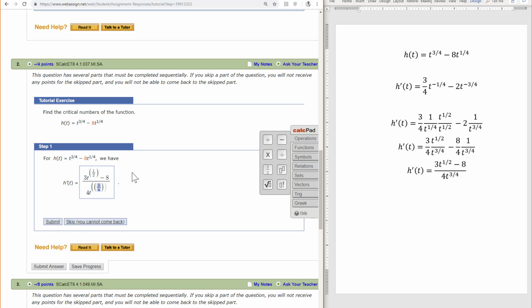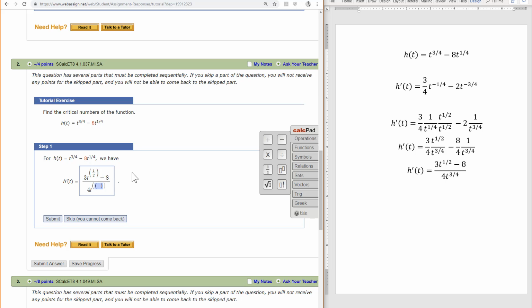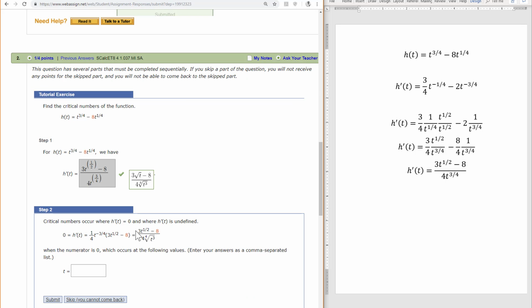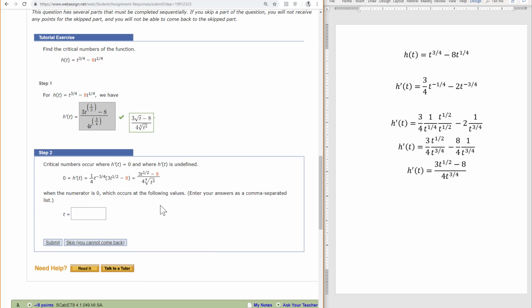Oops, I got an extra parentheses here. I think that's fine. Okay, let's check it. And again, their version might be different. Here they use the radical signs and the 4th root sign, but it's equivalent because we got a check mark. It's the same thing. All right.